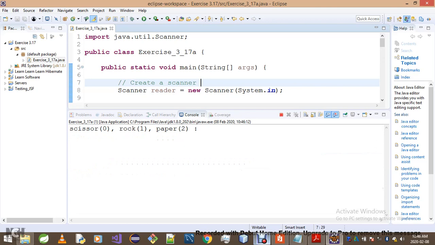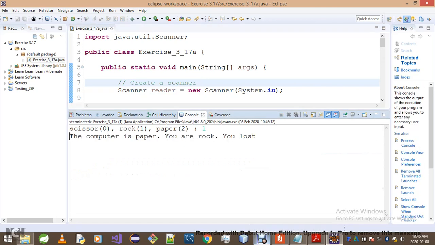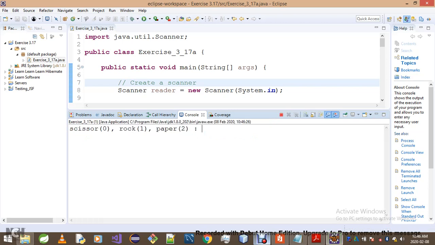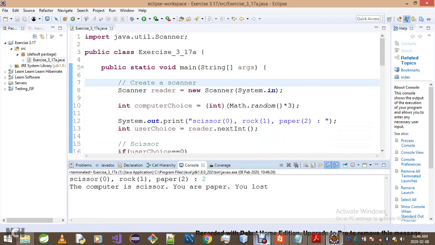Let's try to put a one. The computer is paper, you are rock, so you lost. You can try to give different inputs, you guys. I can assure you this thing works. However, there are certain things I did not take care of.